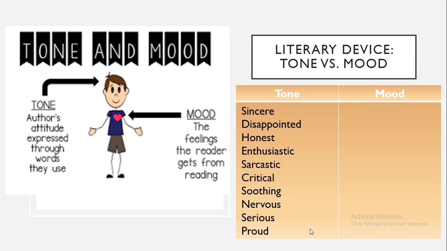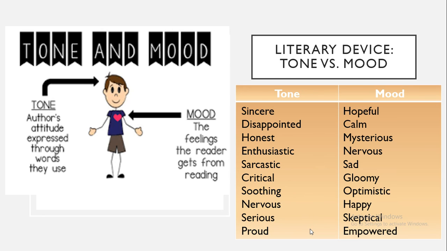As far as mood goes, you as the reader, you may feel hopeful, calm, mysterious, nervous, sad, gloomy, optimistic, happy, skeptical, and even empowered when you are reading something. And again, you're not limited to these moods either. We know that emotions are very complex as our feelings, and so you can have a variety of them when you are reading a piece of literature. Take a moment to pick some of these and write them down if you have not already.